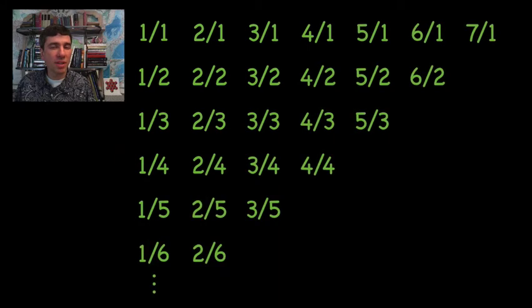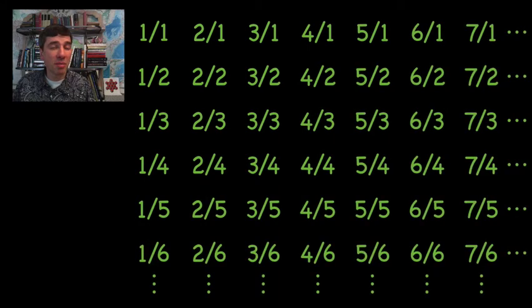Let's say that you wanted to list all of the fractions. You could do that. You could have the first column equal to 1/1, then 1/2, then 1/3, then 1/4, etc. The second column you could start off 2/1, 2/2, 2/3, 2/4, and so on. You could list every possible fraction. But some fractions there are dressed up.